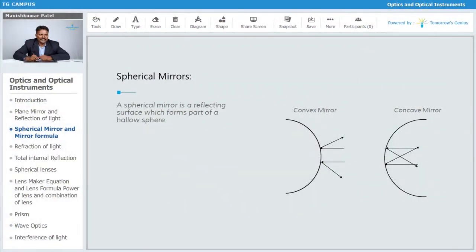So let's say next is nothing but the spherical mirror. Obviously this spherical mirror is a part of a hollow glass sphere. Let's say this is your hollow glass sphere, and we are just going to cut it. One part is reflecting and another part is silver polished. So make one part silver polished, let's say this is the silver polished part over here.